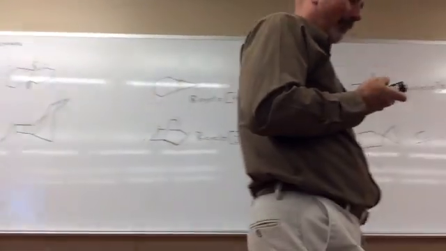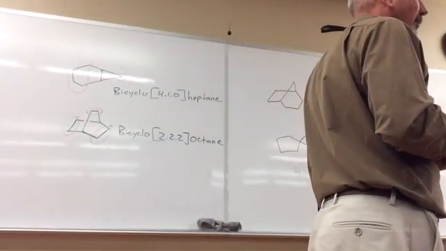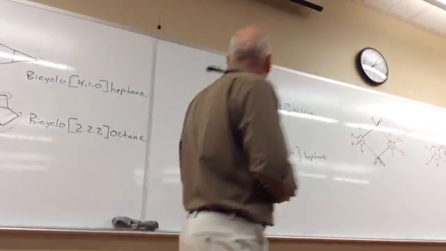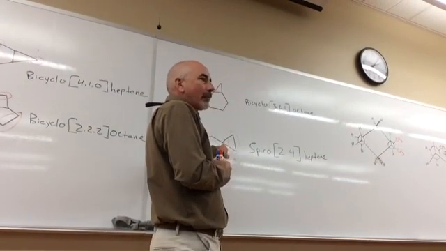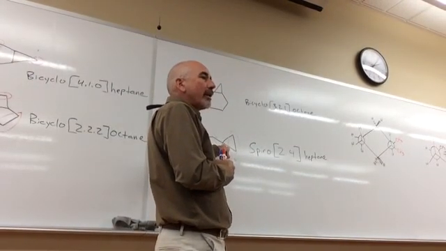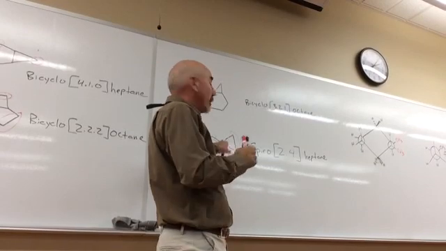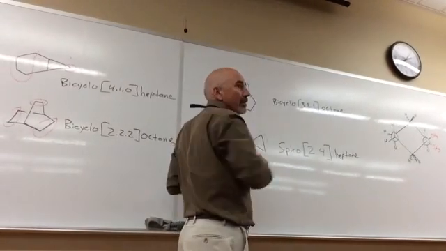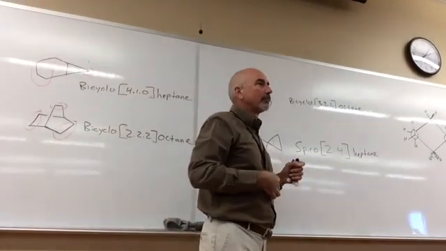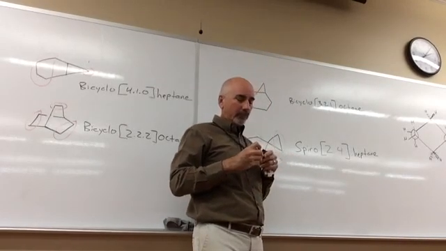Is the reason why it's a spiro instead of a bicyclo because the rings are not touching each other? If they're coming off the same carbon, it's spiro. If it's coming off of 2 different carbons, it's bicyclo. Okay. All right.